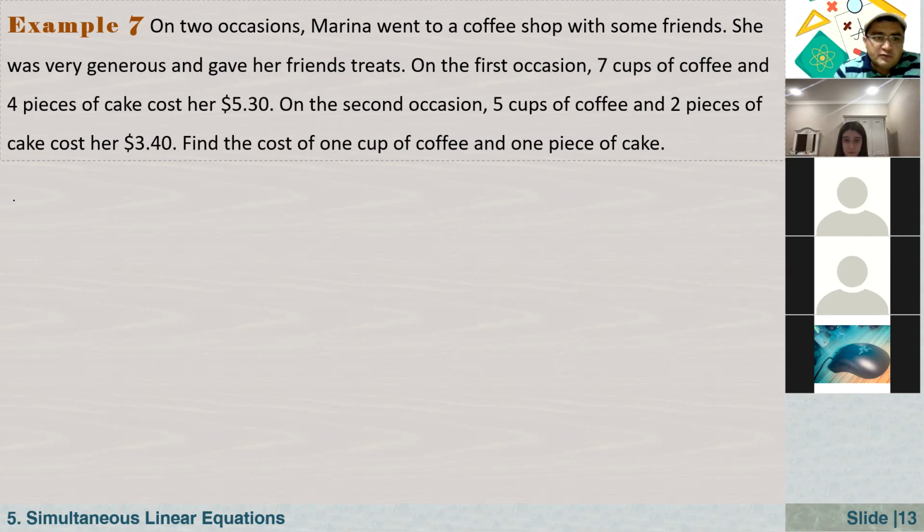On the first occasion, right, the first occasion, she bought 7 cups of coffee. Let's say 1 cup of coffee is x dollars and 1 piece of cake is y dollars. So she bought 7 cups of coffee and 4 pieces of cake, and she paid 5.30. But when you are writing the equation, always try to write your equation as simple as possible, right?